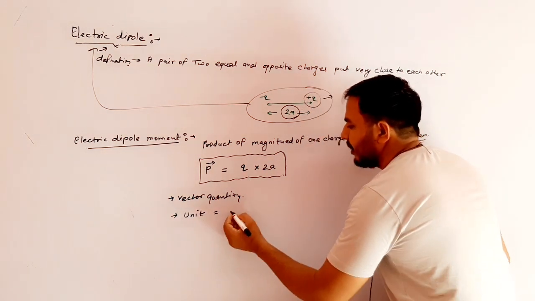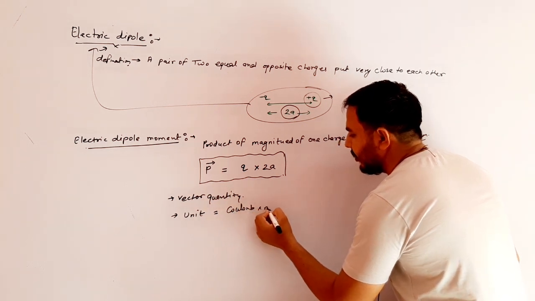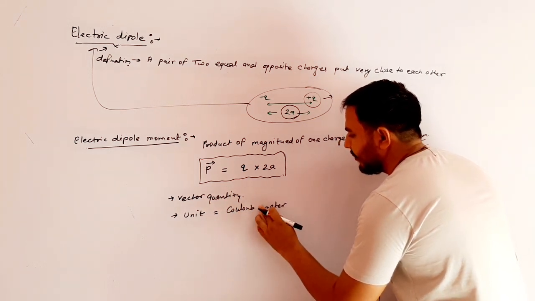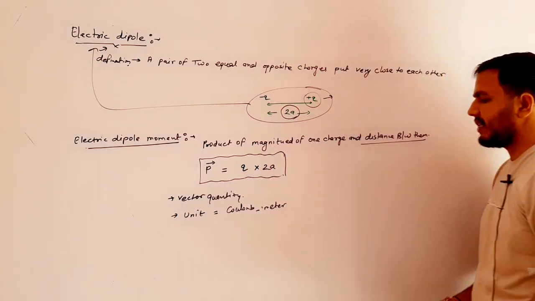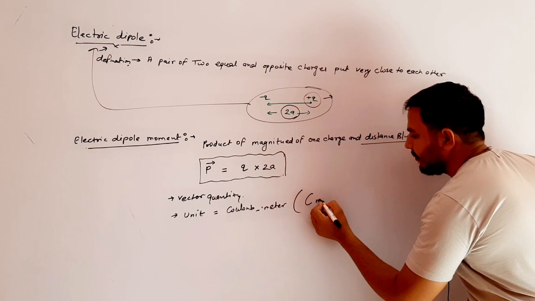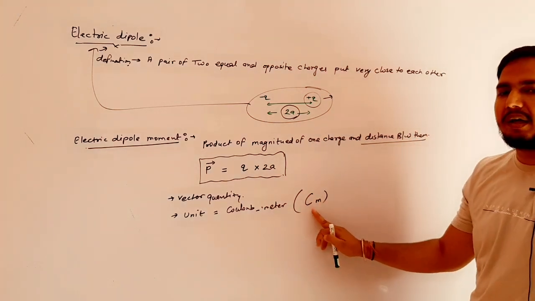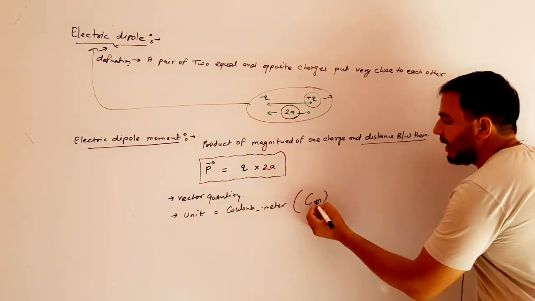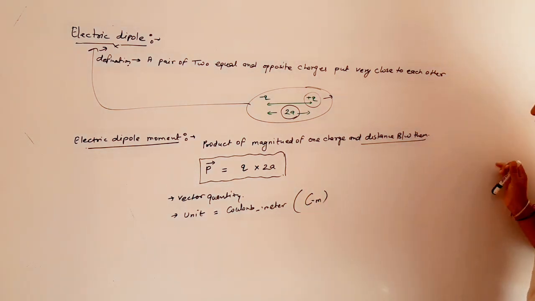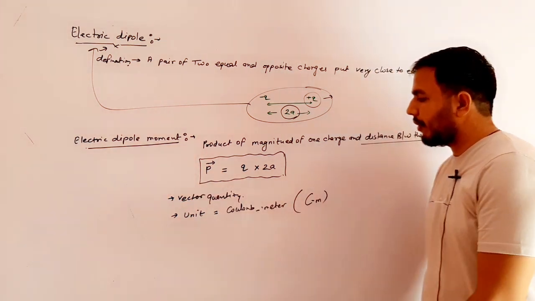Unit of it: coulomb into meter. Mostly we see this type of unit. This is not a centimeter, this is a coulomb meter. Clear? Coulomb meter is the unit of the electric dipole moment.